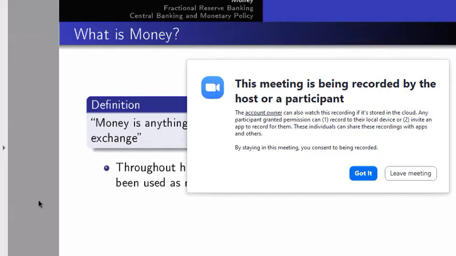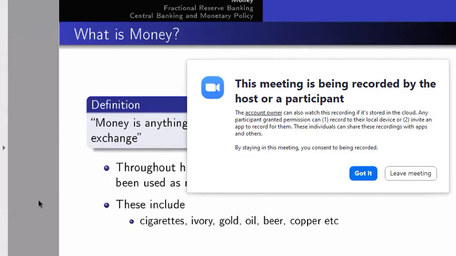Money is anything at all that is accepted as a medium of exchange. In history, a number of things have been used as money. Throughout history, a number of different commodities have been used as money. They started with commodity money, where things like cigarettes, ivory, gold, oil, beer, copper, etc. were used. That is what is referred to as commodity money.